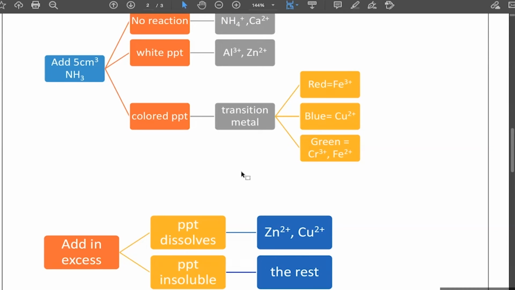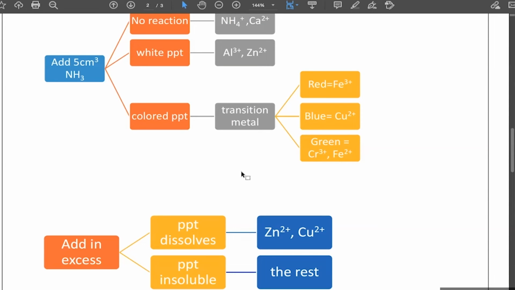Similarly, for copper 2, there's this extra information that you should know. Already we have identified that copper 2 is blue and doesn't dissolve in sodium hydroxide. It gives a blue color with ammonium hydroxide, but just so you know, it also makes a dark blue solution. It dissolves when it reacts with excess ammonium hydroxide.